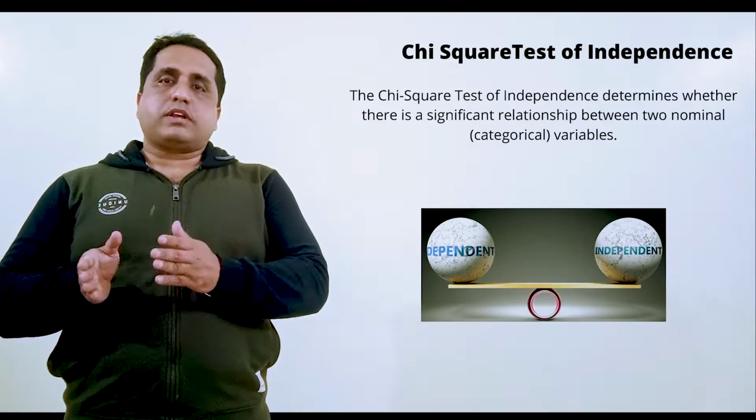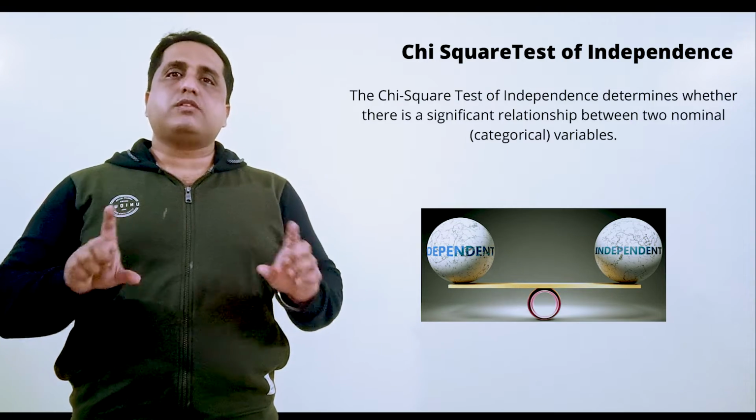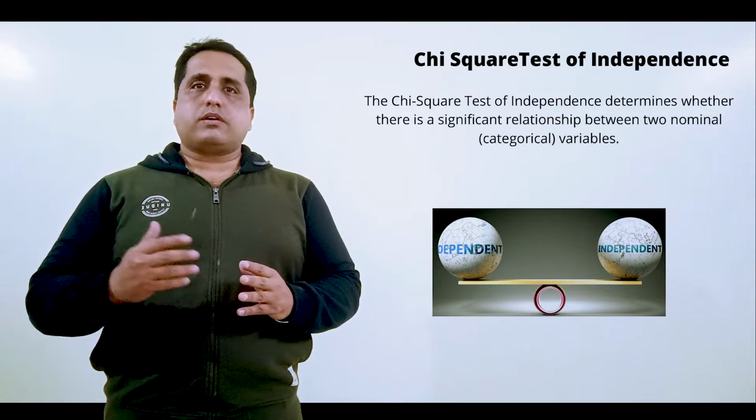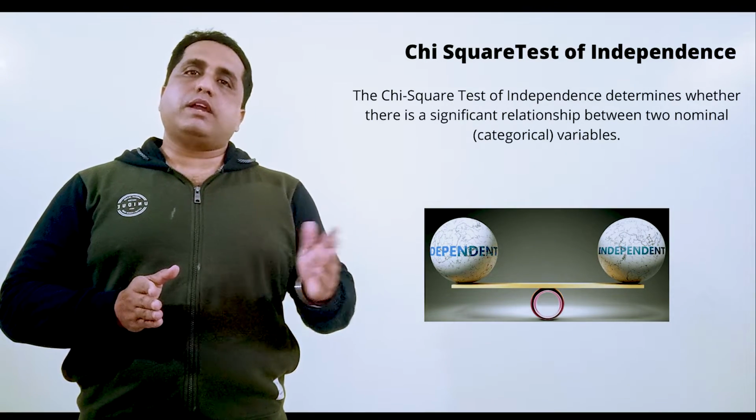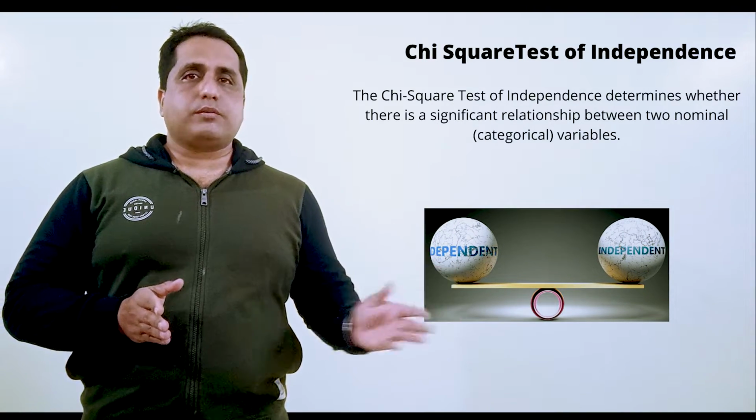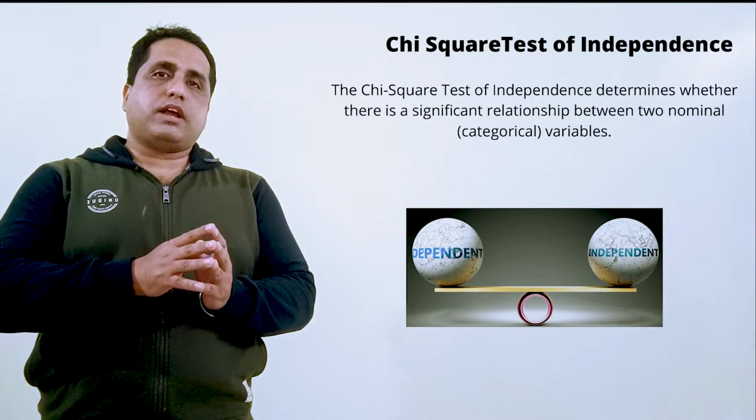Now, the test of independence is used to determine whether there exists a relationship between two variables. The variables should be nominal or categorical in nature. Now, we would understand this with the help of an example.